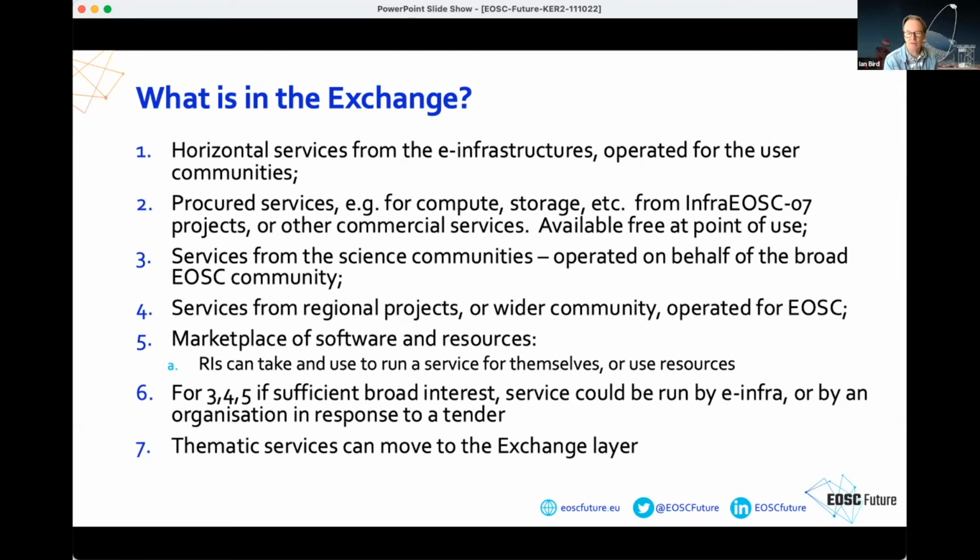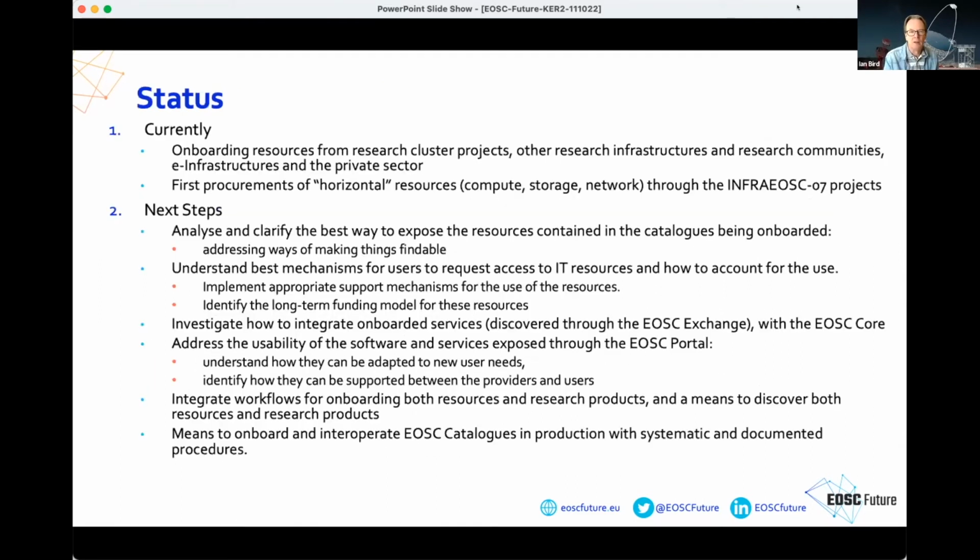And thematic services from the research infrastructures can move into the exchange layer. And I think this is probably one of the most interesting pieces of this. The status at the moment is that the project is busy onboarding research resources from the research cluster projects. When I say resources, I mean outputs of research, which can be software, data, or many other things. It's onboarding them from the research cluster projects, from other research infrastructures and the research communities, but also from the e-infrastructures and the private sector.